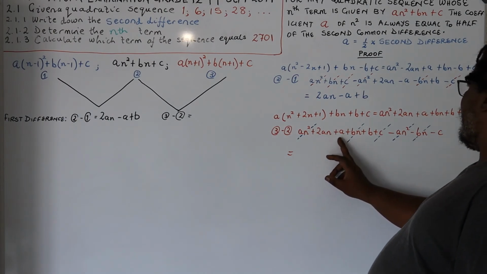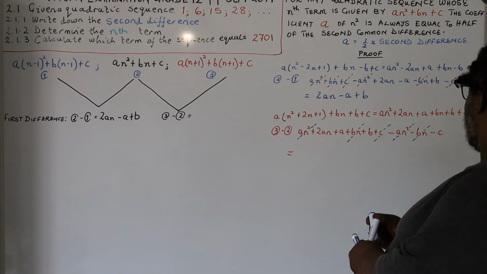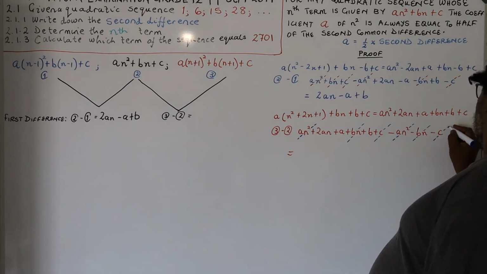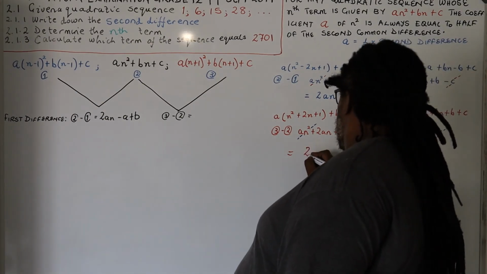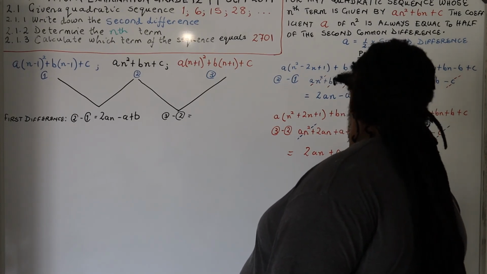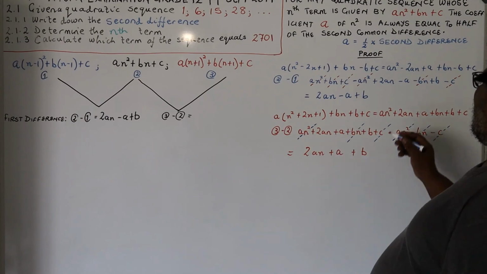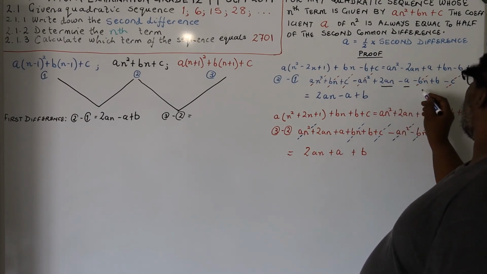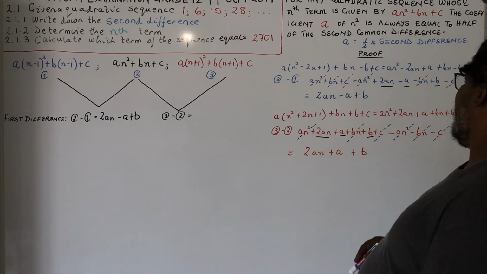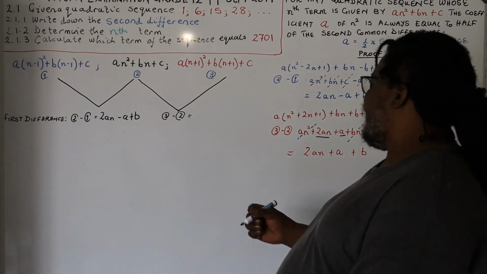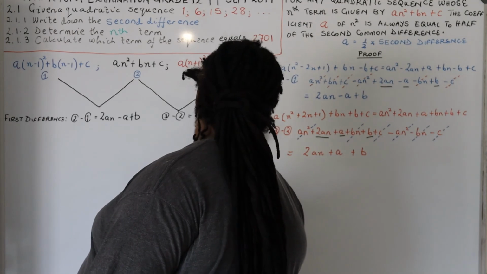So here we have 2an plus a plus b. This minus plus c cancels out with this minus c. So then, what we have here is 2an plus a plus b. Just to make sure that we have all the terms together, this is 2an minus a plus b, and here we have 2an plus a plus b. So here your first difference would be 2an plus a plus b.